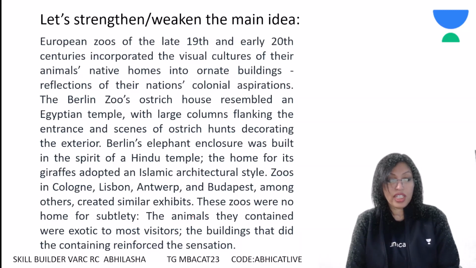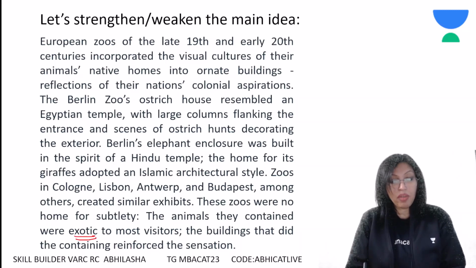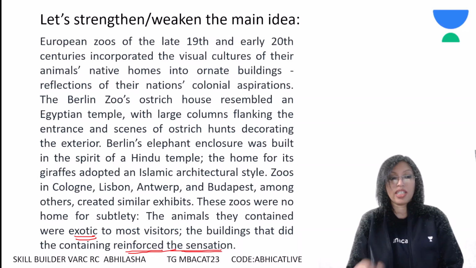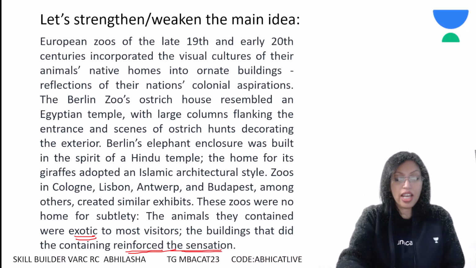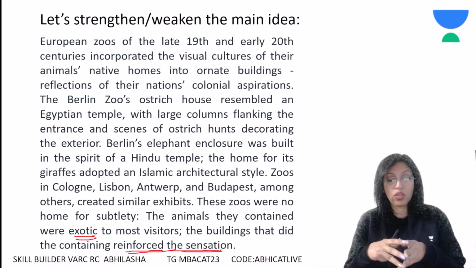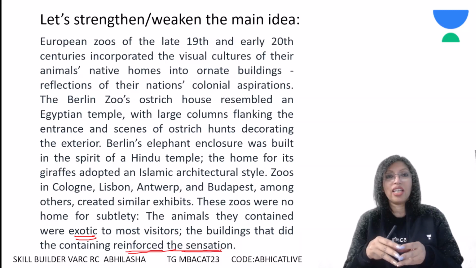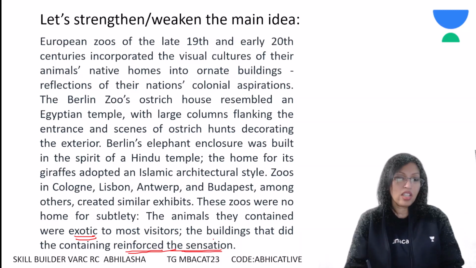These zoos were no home for subtlety, nothing subtle. The animals they contained were exotic to most visitors. The buildings that did the containing reinforced the sensation. So very beautiful. So the animals were exotic and the buildings that were housing these animals reinforced the idea of the exoticity. Okay. So here is our passage. Now, what has the writer said? The writer has said that in those times, 19th and early 20th century, the zoos would create buildings to emphasize the fact that the animal was exotic, right? So we have said that.